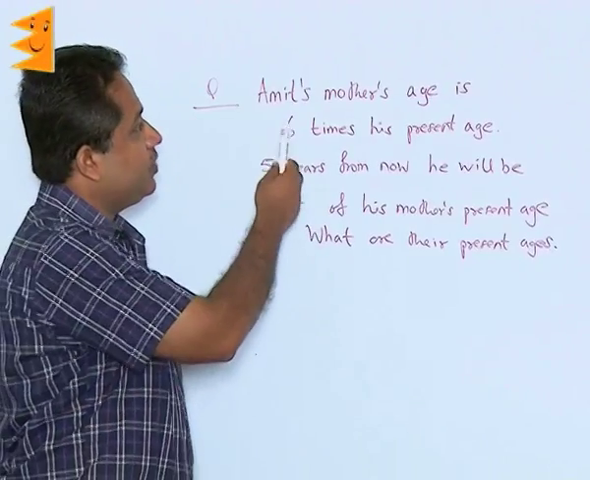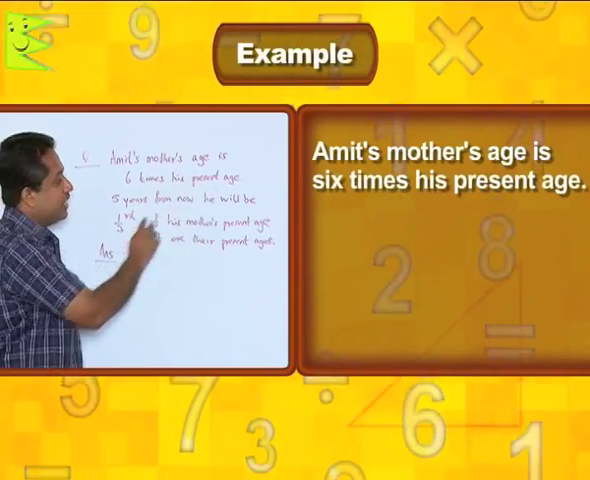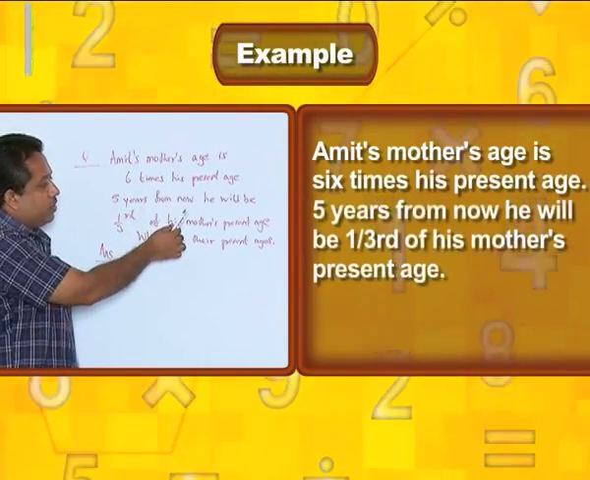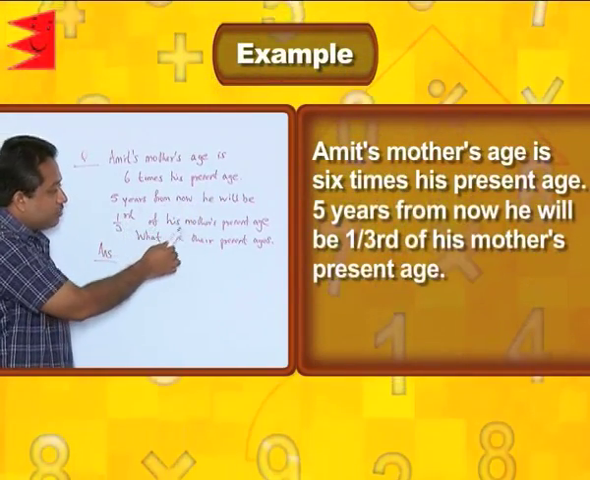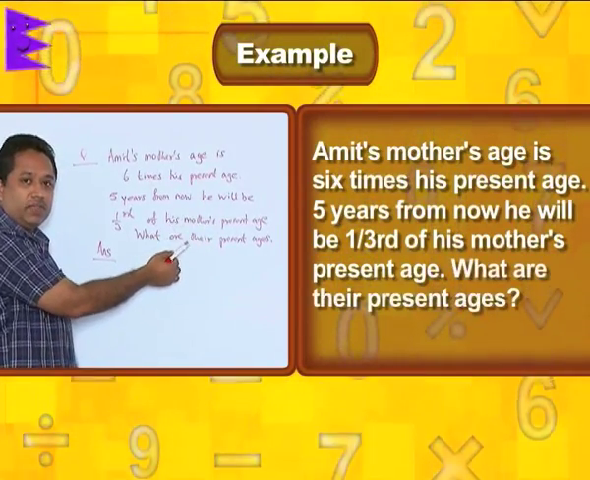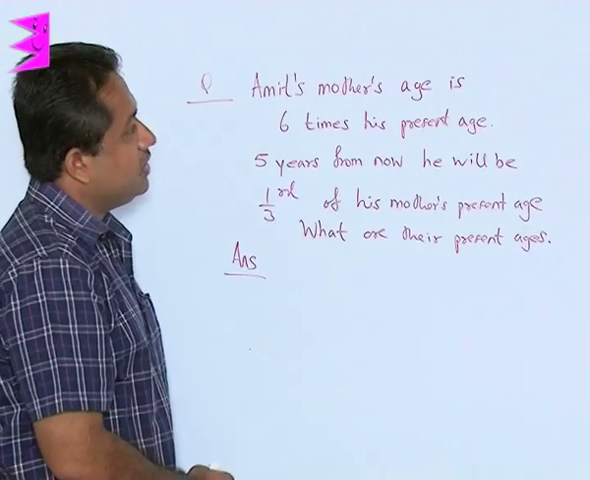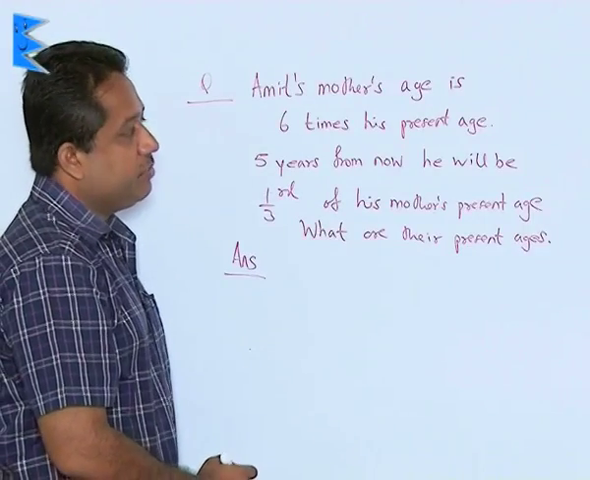Let us look at the next question. Amit's mother's age is 6 times his present age. 5 years from now, he will be 1/3 of his mother's present age. The question is, what are their present ages? Now, look at the first line. Amit's mother's age is 6 times his present age.